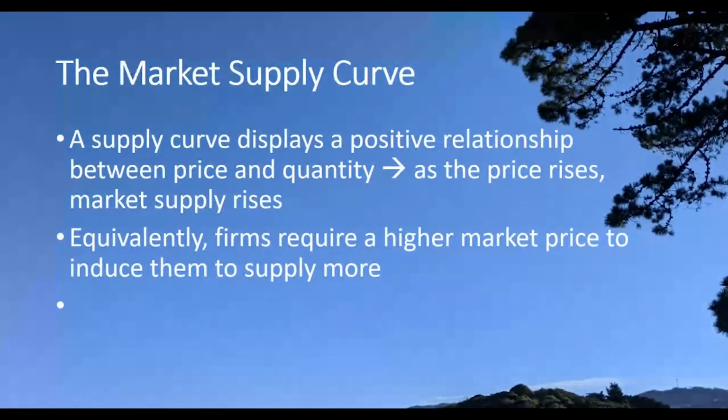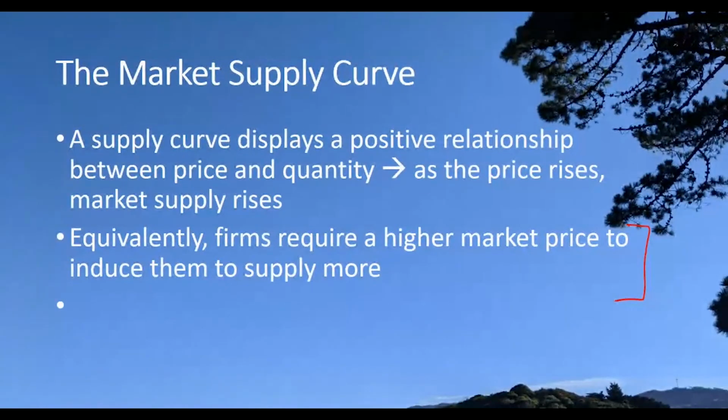Here's just a summary. The supply curve displays a positive relationship between price and quantity. As the price rises, the market supply rises as well. All right, so we've got a positive relationship we're positing between the price and quantity supplied in the marketplace. Another way to say that same relationship is to imagine that firms are going to require a higher market price in order to induce them to supply more to the marketplace.